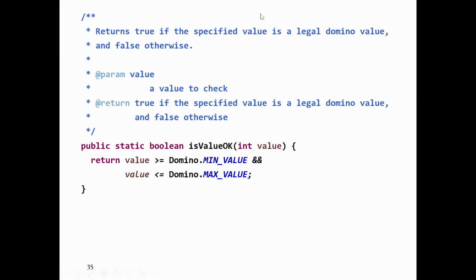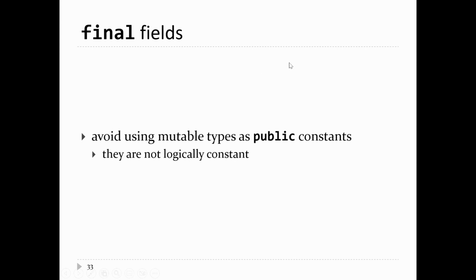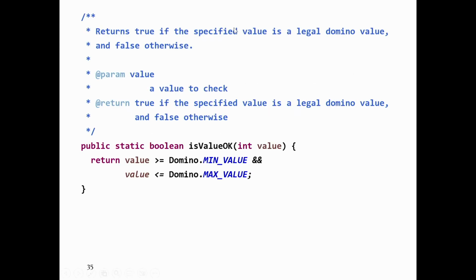This is an example of a little static method. So here's a static method in the domino class. We have a method here that checks, is that a valid domino value, right? So is it between 0 and 6 in this case, right? And that's all it does.